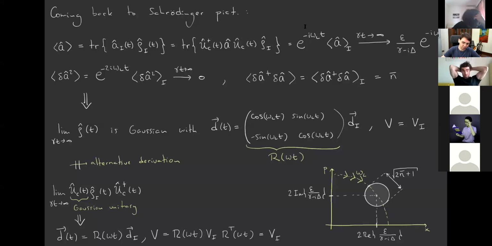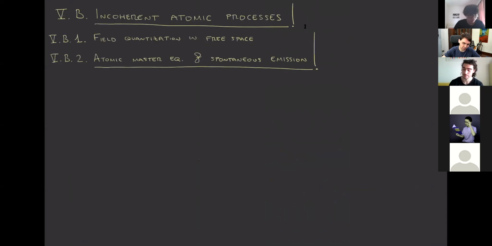Okay, so now that we have this Schrodinger picture approach, let me go a bit deeper on it, and I will do it with one specific example that I call incoherent atomic processes. But in reality, we are only going to study one incoherent atomic process, and then in the homework, you will study another one. So there are two very important incoherent atomic processes.